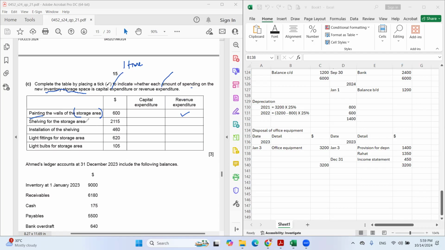The storage area, that means you want to keep the things you put inside the storage area. So this is a capital expenditure. Installation, you get someone to fix it. When you have installation the first time, incurred only one time, this is part of the capital expenditure. Lighting fitting, you fit the new lighting. This is something new that you put there, so this is capital expenditure. But the bulb, when spoiled, you just change it, so this one is recurring. You need to buy whenever your lighting bulb is spoiled.